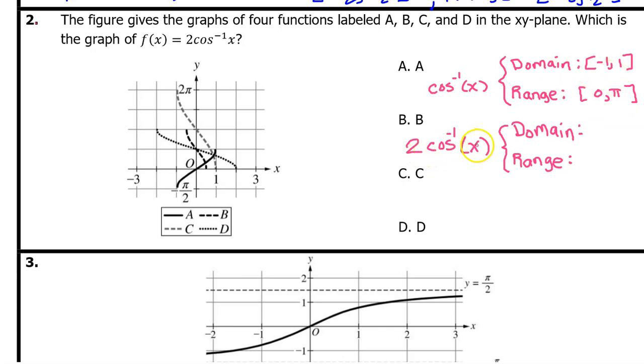So 2 times arc cosine should still have a domain that goes from negative 1 to positive 1. To determine the range, we just multiply these output values by 2. So 2 arc cosine will have a range from 0 to 2 pi. Looking back at the graph, we notice that this curve is the one that has a domain from negative 1 to positive 1 and a range from 0 to 2 pi. So the answer is C.